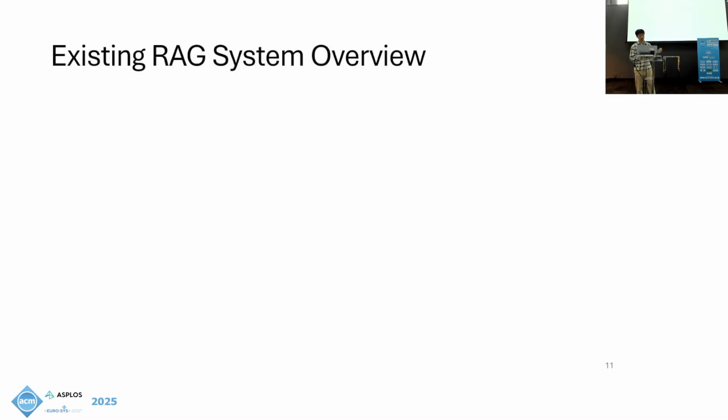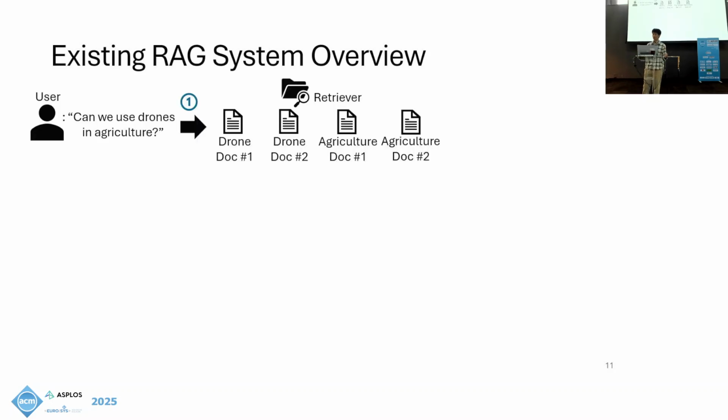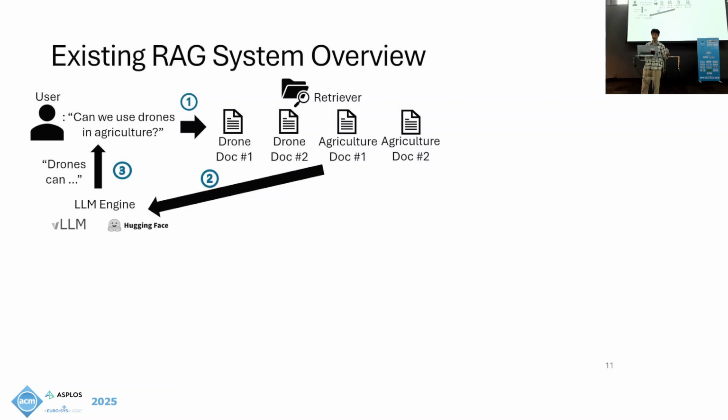So now I'm going to go through our system overview. For existing RAG systems, it's pretty simple and straightforward. We have a user query, then we have a bunch of retrieved documents, and then together with the user query, they're fed into the LLM engine, then it gives the correct output.